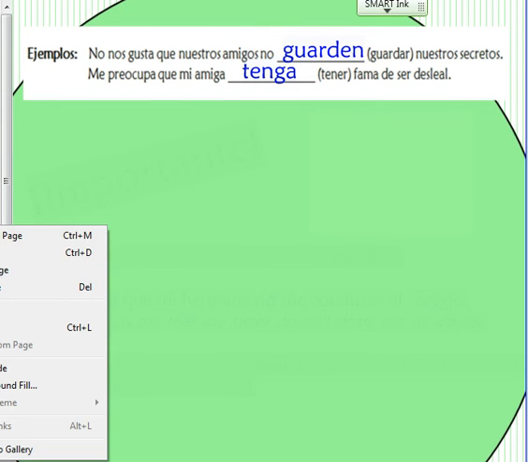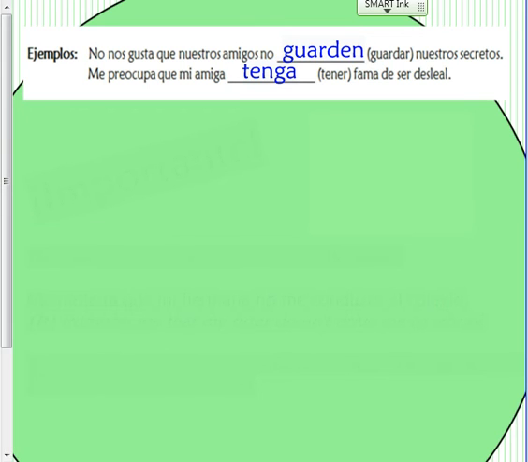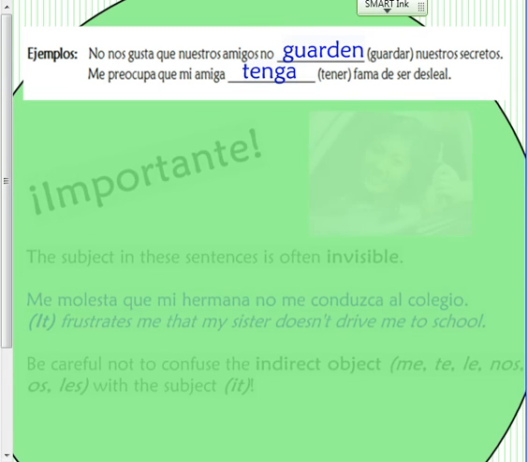Now, take a look at those 2 sentences again. What is the subject of each sentence? If you think the subject of the first sentence is we, nosotros, or that the subject of the second sentence is I, as in yo, you are incorrect.